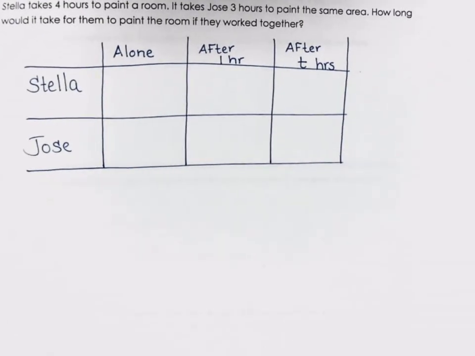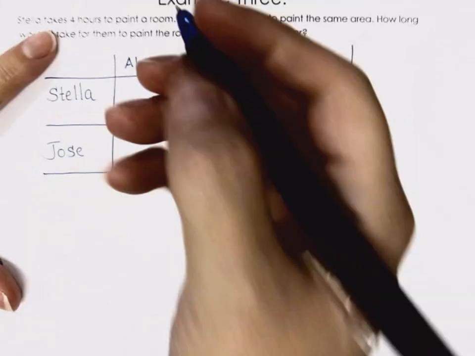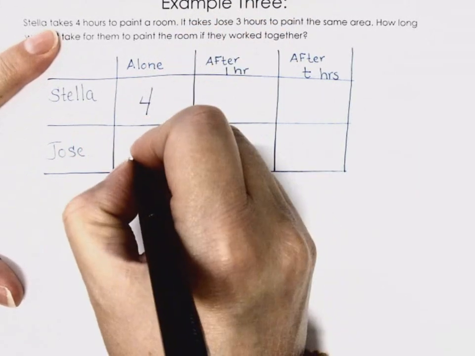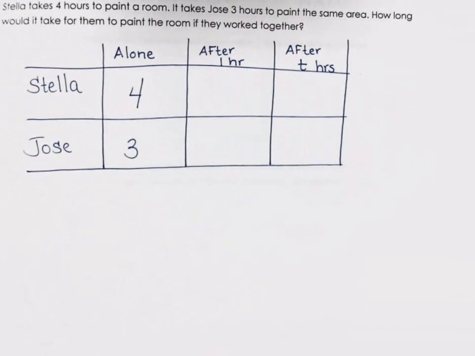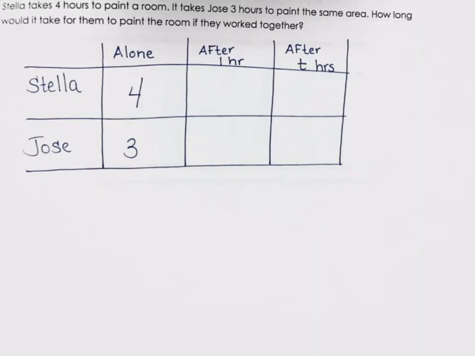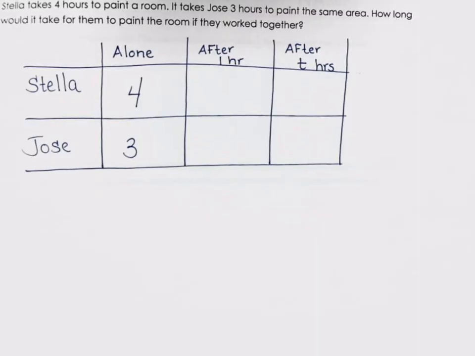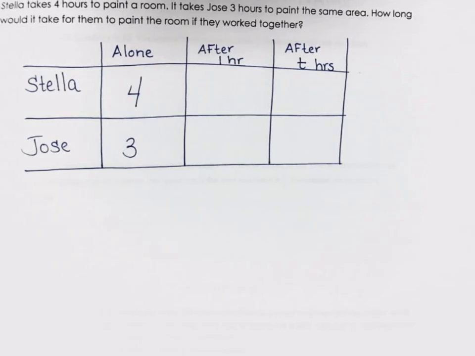Okay, how long will it take Stella to paint the room by herself? 4 hours. What about Jose? 3. So what do we anticipate if they work together? After two hours it halves, or doubles? But that's not a true statement. If there were two Stellas working the room, then I might agree with you. But there's a Stella and a Jose.